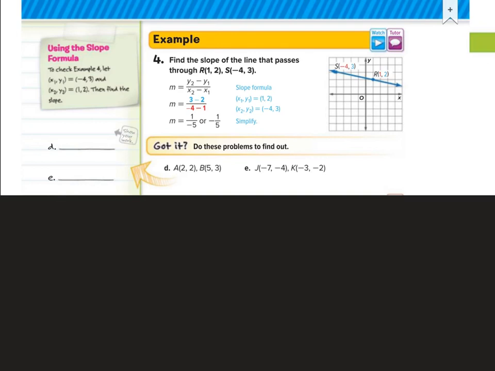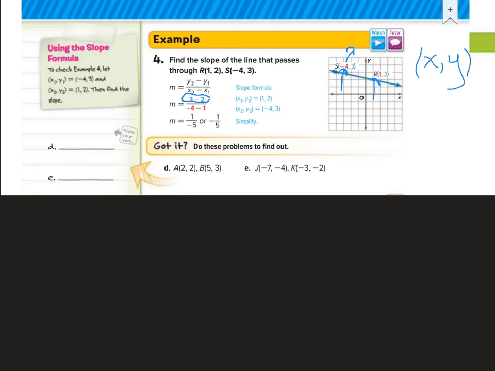Okay, for the last example in our notes, it's showing us that we need to find the slope of the line that passes through R(1, 2) and S(-4, 3). So the blue would be the y-coordinates, and the reds would be the x-coordinates. Remember that when we write coordinates, it's x, y. So the reds are the x's and the blues are the y's. So they chose 3 minus 2 over negative 4 minus 1. They simplified this to 1 over negative 5, which is the same as negative 1/5.